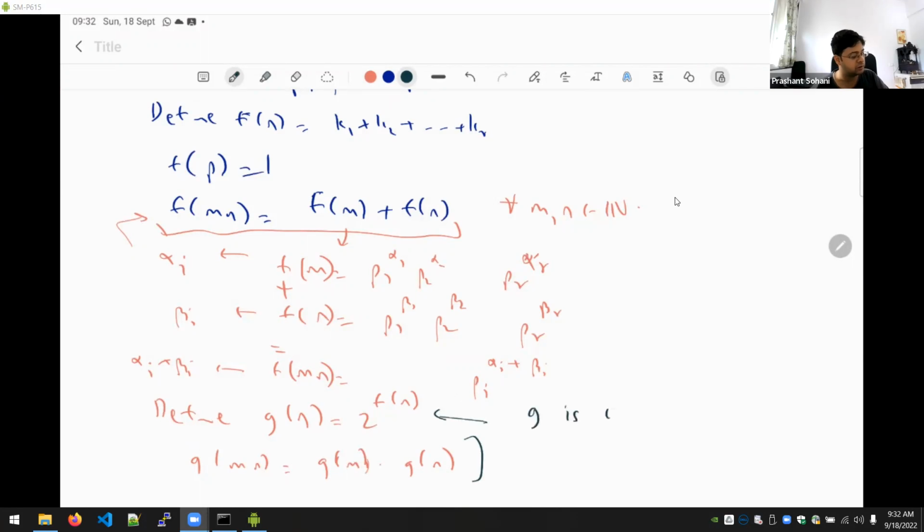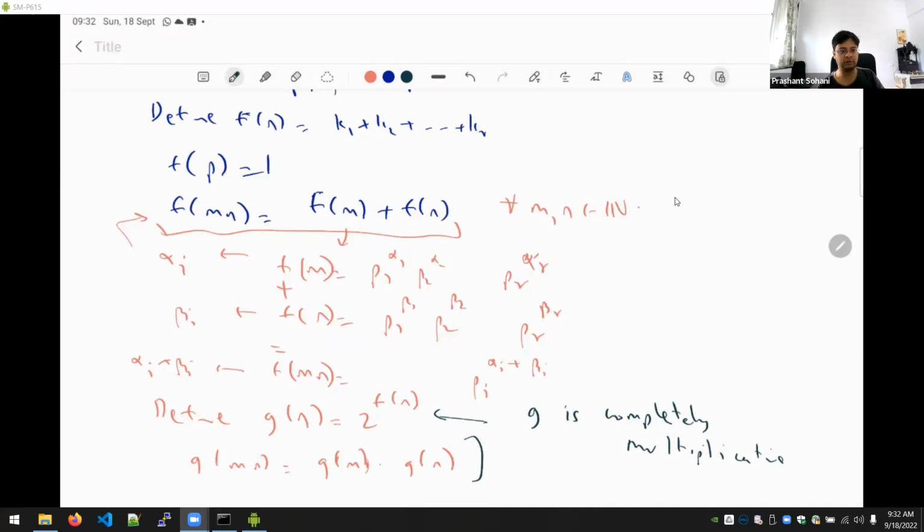So g is completely multiplicative. We have to find a way of shortening multiplicative, writing it every time.